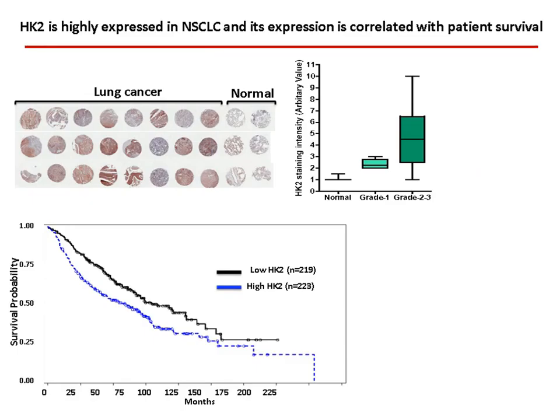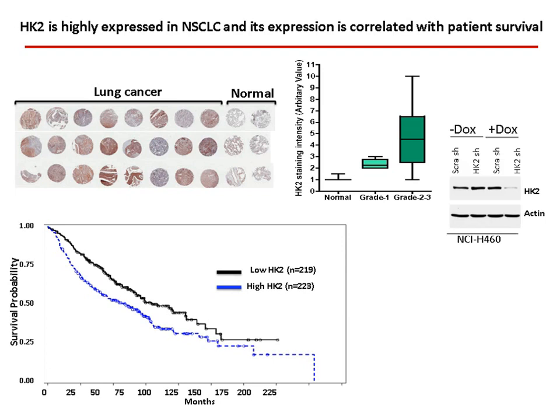What is shown here is a tissue microarray derived from patients with lung cancer, and this is immunostaining with hexokinase 2 antibodies, and you can see high level of hexokinase 2 in the lung cancer samples in comparison to normal lung. And this staining of hexokinase 2 is associated with the grade of the tumor, and also high hexokinase 2 expression is associated with poor prognosis of patients.